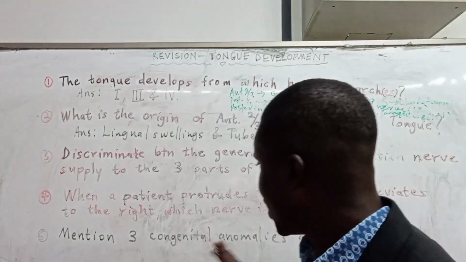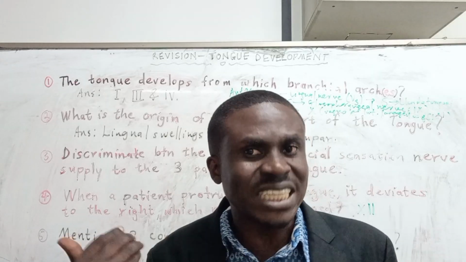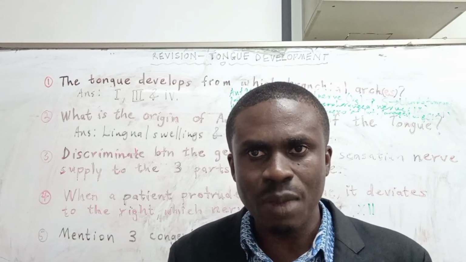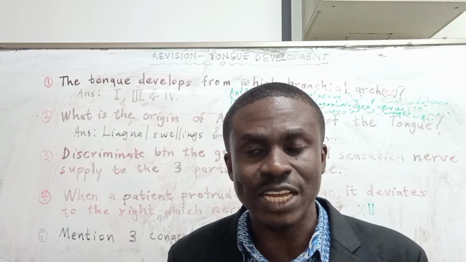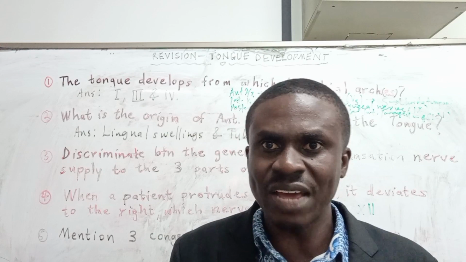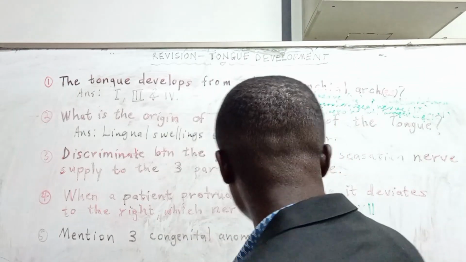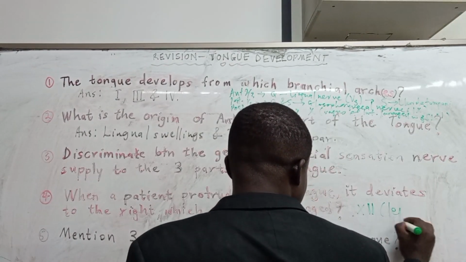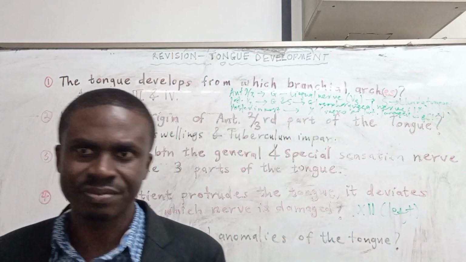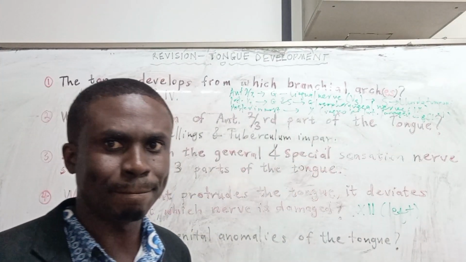So for instance, because the tongue deviated towards the right side, which nerve is injured, the right or left hypoglossal nerve? Your answer is going to be the right one. If it had deviated towards the left, it will be the left hypoglossal nerve. So in this case, I'm talking about the left hypoglossal nerve. Yes, that's what we are talking about.